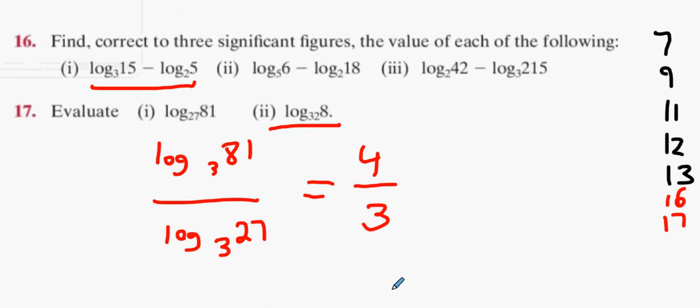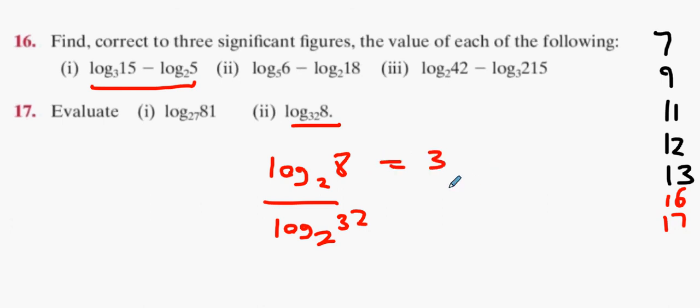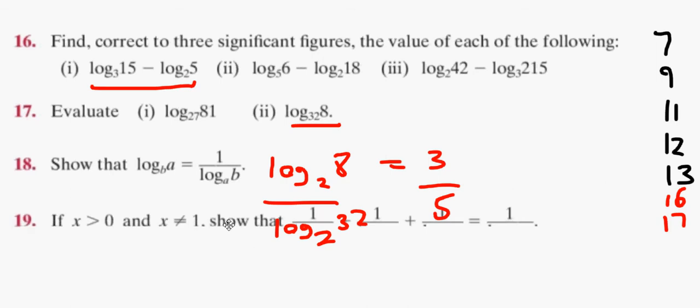Alright. Now, log 8 base 2, log 32 base 2. How many 2's do you need? 2 multiplied by 2 multiplied by 2, which would be 3 of them. 2 multiplied by 2 multiplied by 2 multiplied by 2 multiplied by 2 is 5 of them. And then your answer would be 3 over 5. To be honest, if you just threw it into the calculator straight away, you'd still get 3 over 5. And there's no indication in the question I have to do anything different.